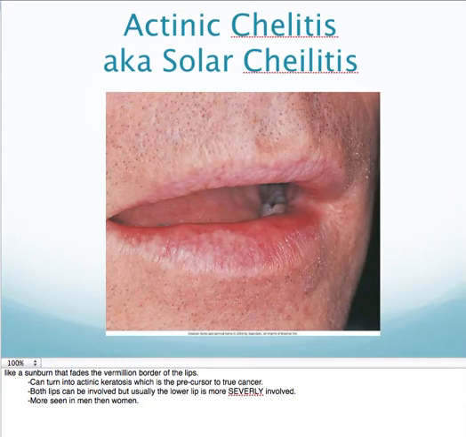Actinic cheilitis or solar cheilitis. So this is when you look at the lips and the vermilion border has faded from like a sunburn. It can turn into actinic keratosis, which is the next step up below cancer. And then usually both lips can be involved, but the lower lip is more severely involved. And I think that's because our nose protects our upper lip from the sun. It's more seen in men than women.